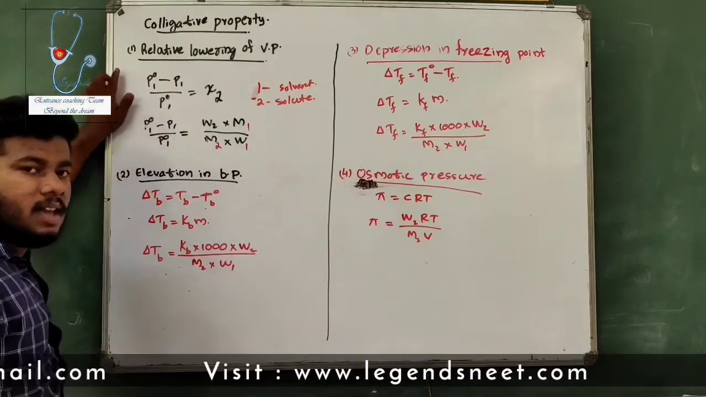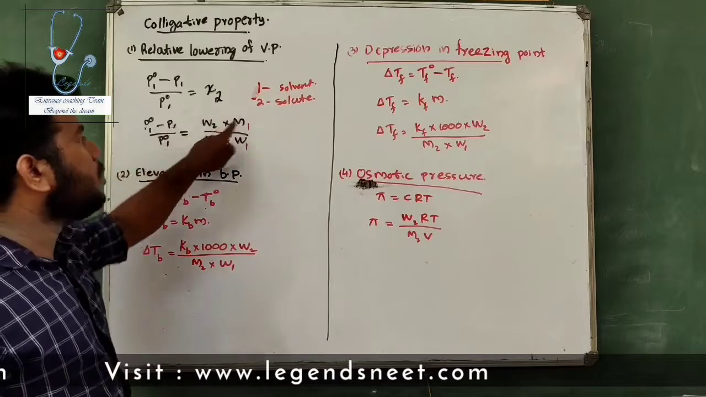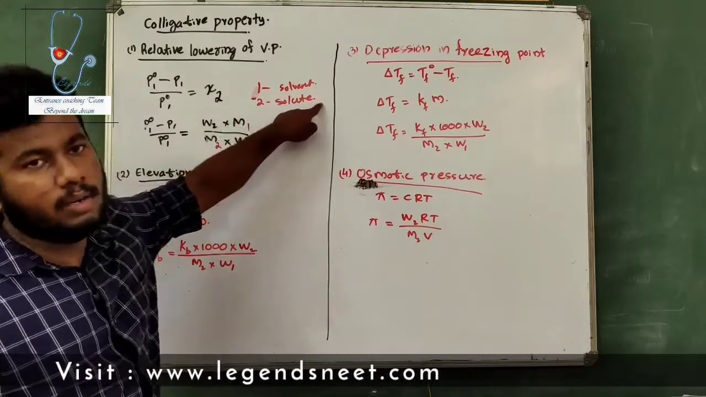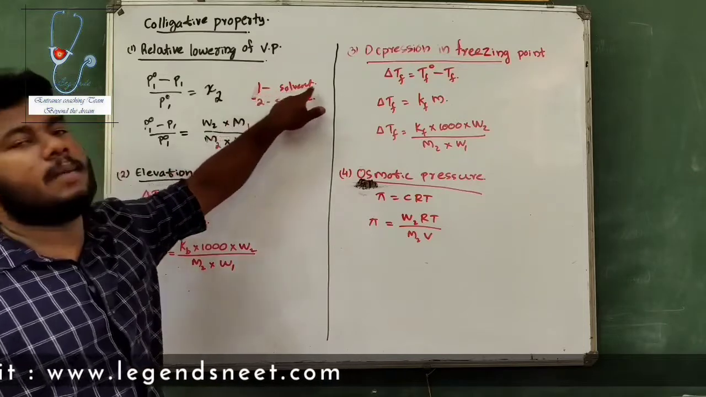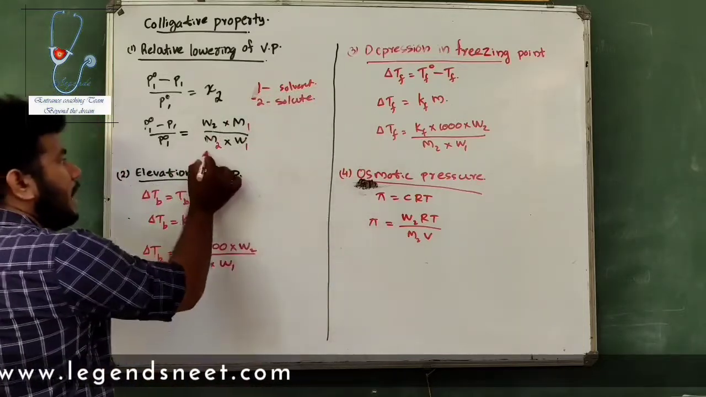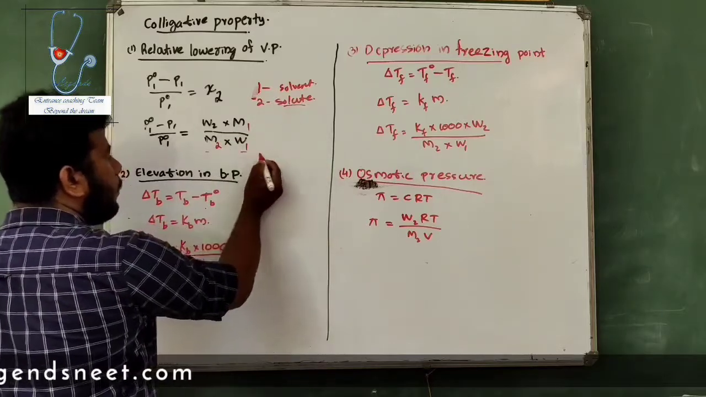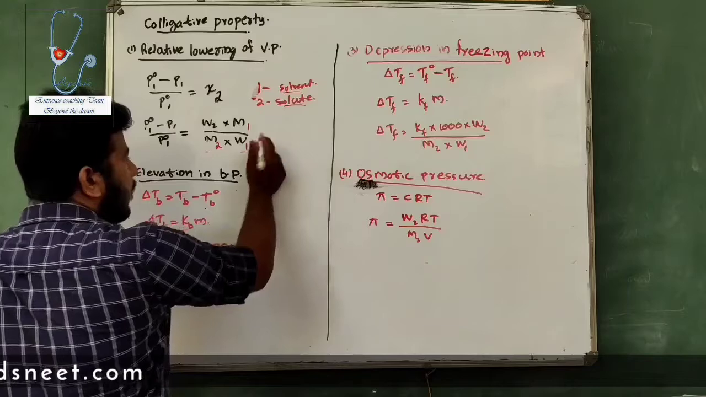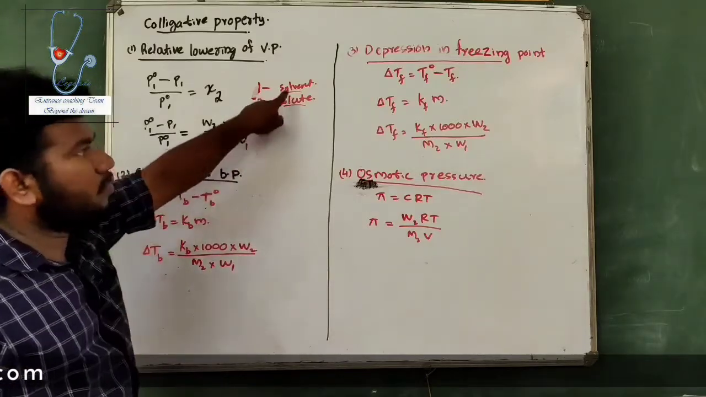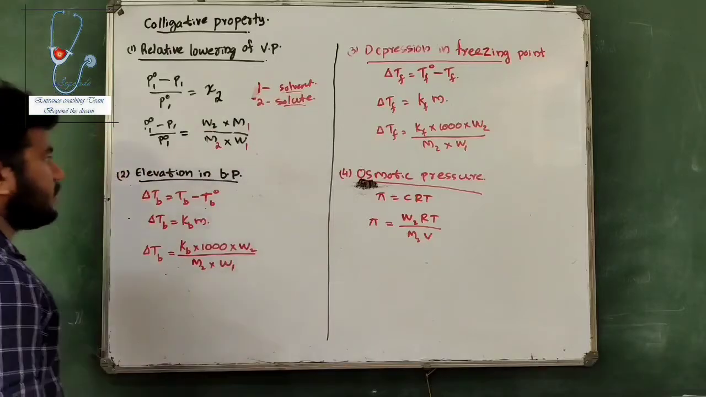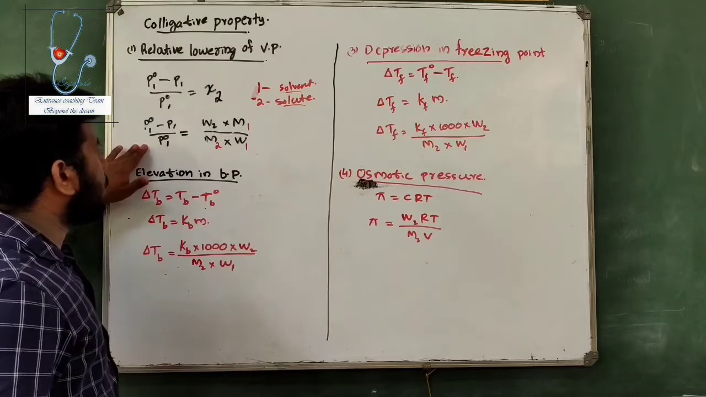And P1 means vapor pressure of solution. W2 means mass of solute. M1 means molecular mass of solvent. M2 means molecular mass of solute. And W1 means mass of solvent.